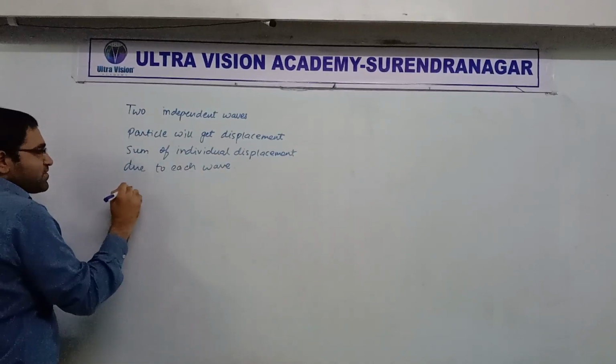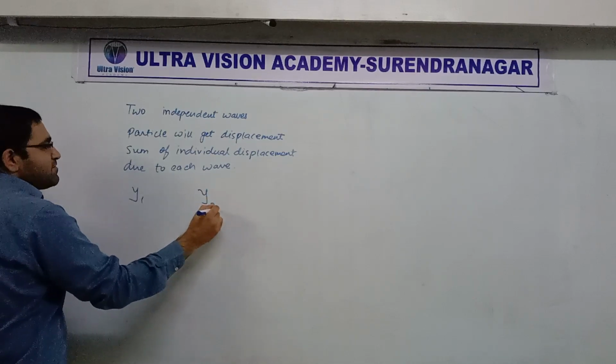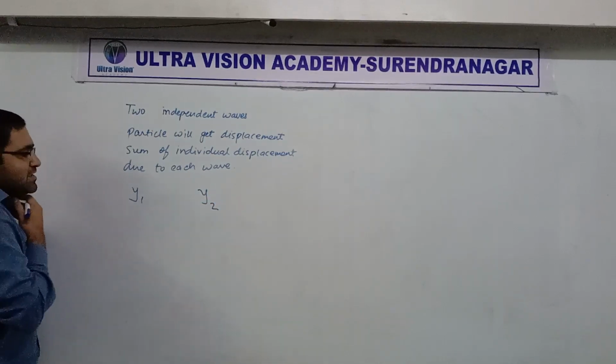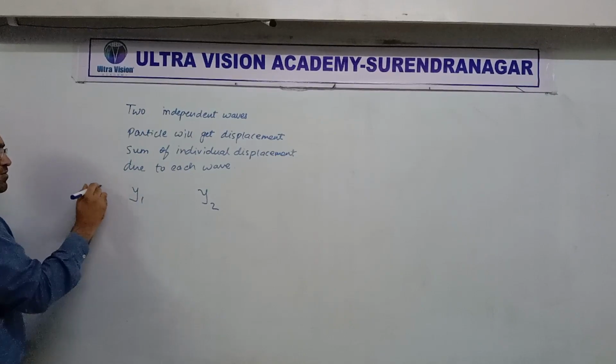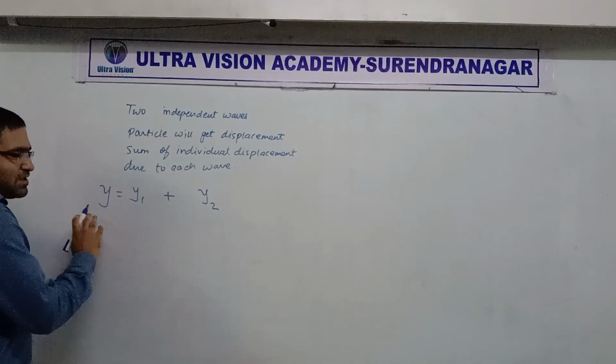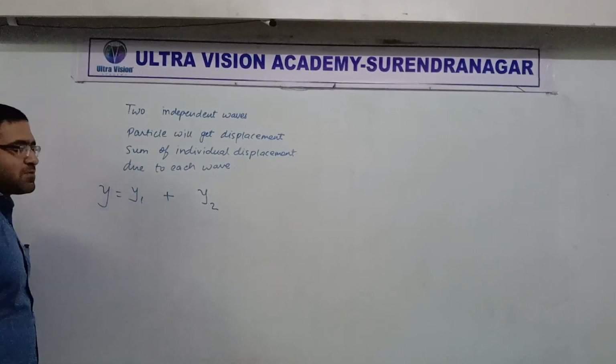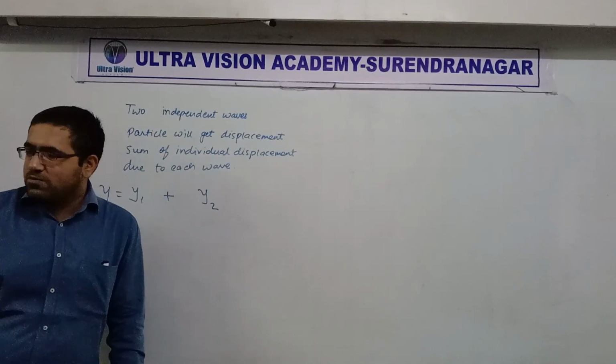That is, if the first wave is going to give it a displacement y1, and the second wave is going to give it a displacement y2 independently, then if both waves are there on the same string or the same medium, when both waves arrive at that point, it will get a total displacement y equal to y1 plus y2.